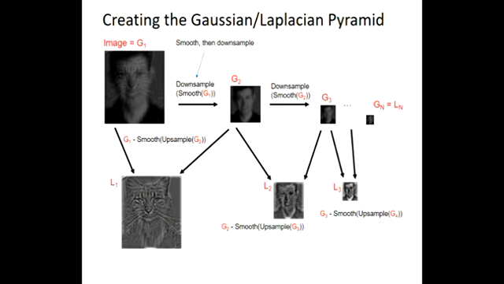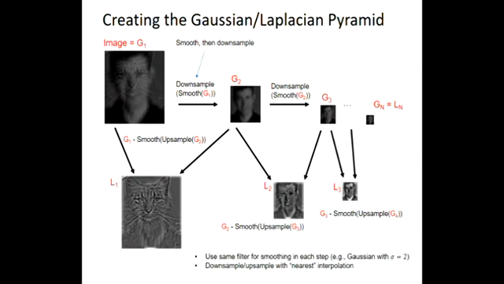So one is creating a Gaussian Laplacian pyramid. One thing to point out is that the last image of the Gaussian pyramid is the same as the last image of the Laplacian pyramid. So your Laplacian pyramid is L1, L2, L3 to Ln. Your Gaussian pyramid is G1, G2, G3 to Gn.